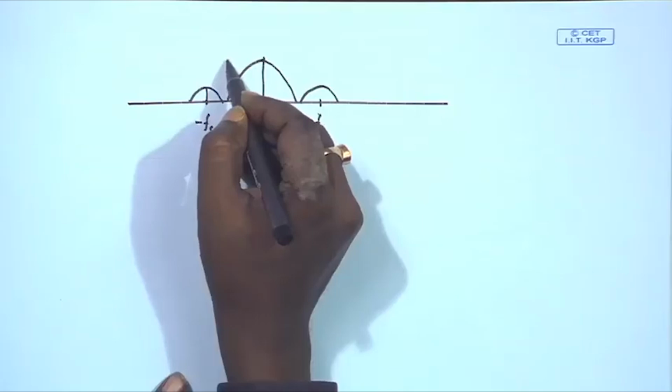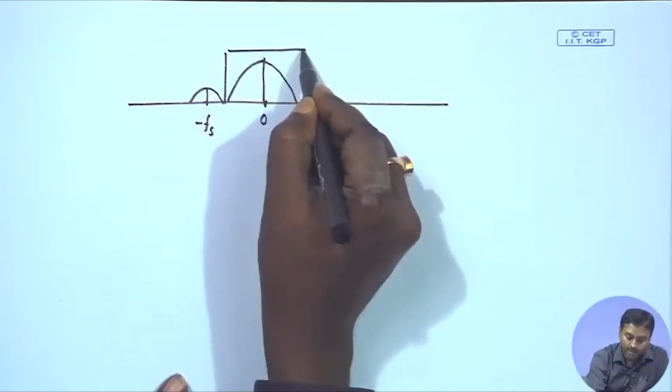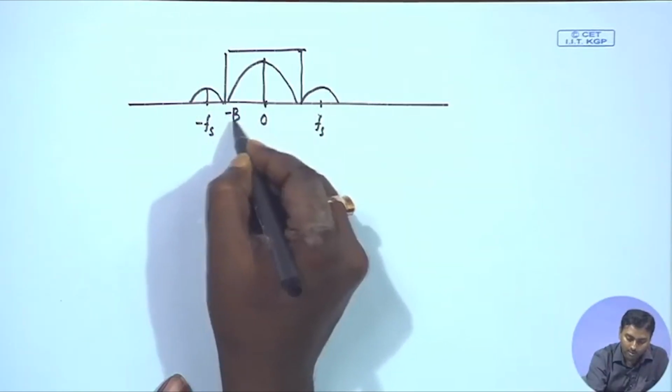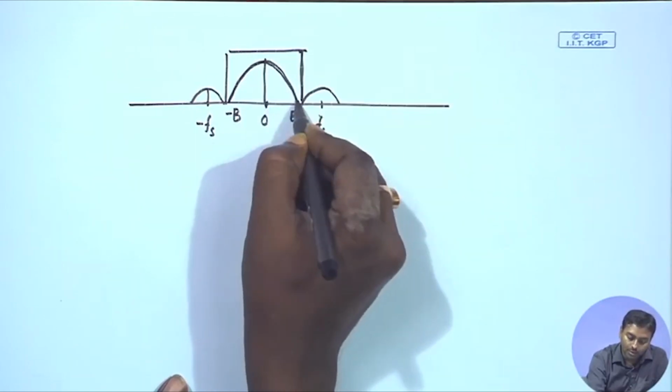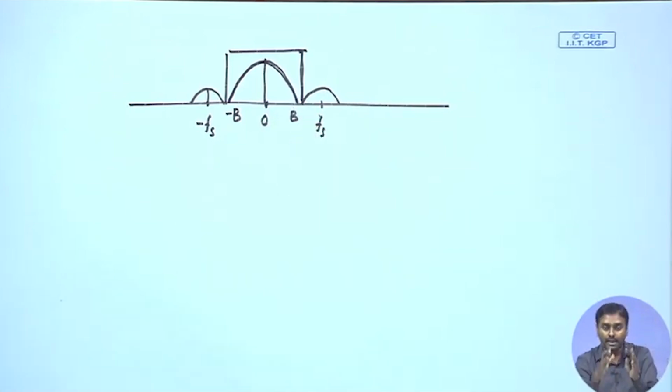One is that if I now employ, so this is still from minus B to plus B, I employ a low pass filter, this has no distortion because this is just exactly equivalent to GF with that sinc multiplied. Okay.